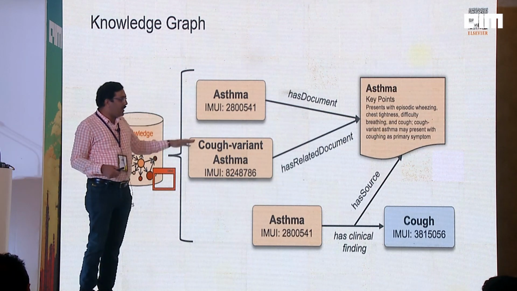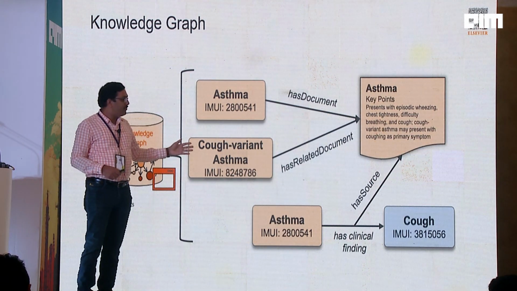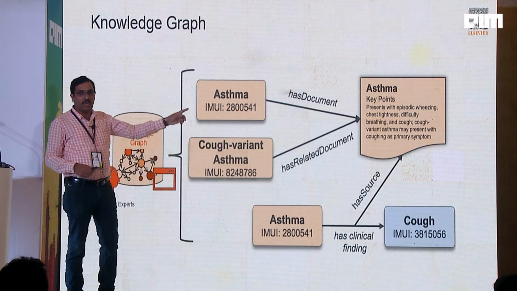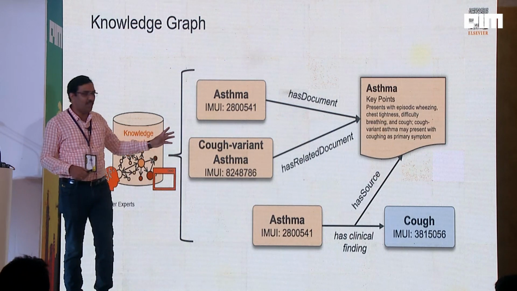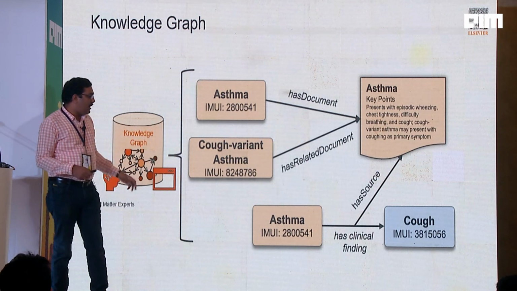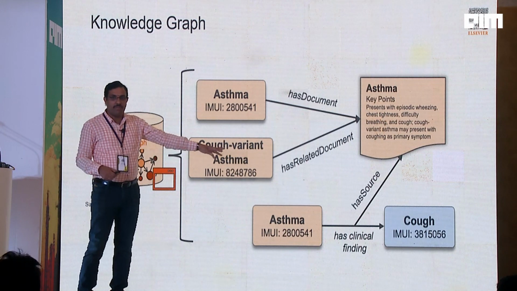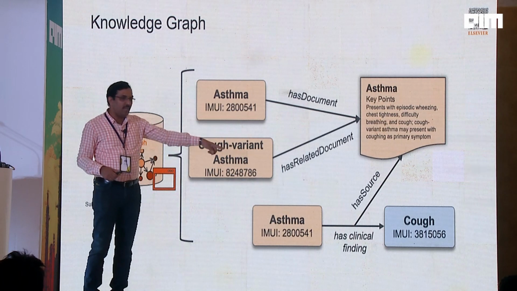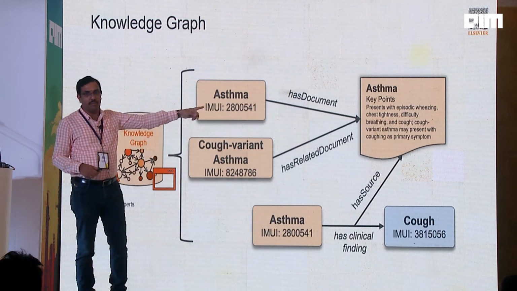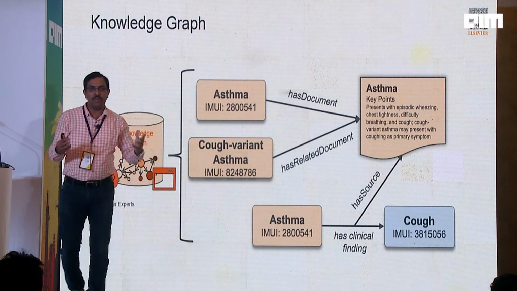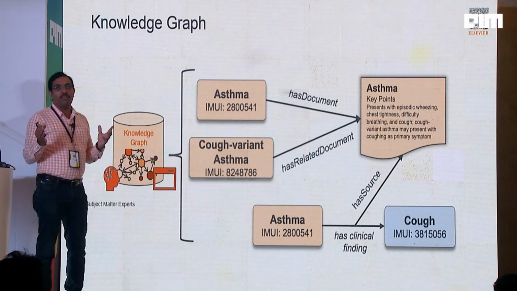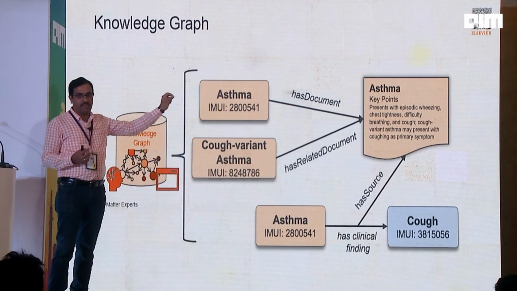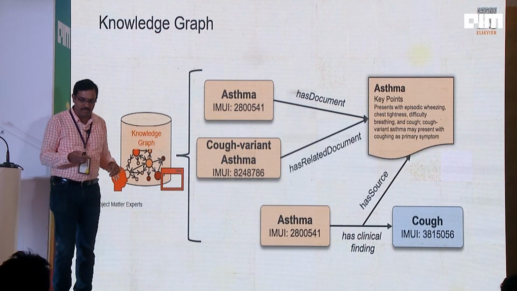And there is a slight variant of asthma, which is cough variant asthma. You see here the relation type is has related document. It's not exactly the document, but it's a related document. It's a slight variation of the original term. And asthma has a clinical finding cough. The relation between these two terms is clinical finding, and the source from where we extracted this relation is that particular document. So everything, as I've told you, is evidence based. If somebody would like to know from where we gathered this information, we can precisely pinpoint the document from which we extracted it.